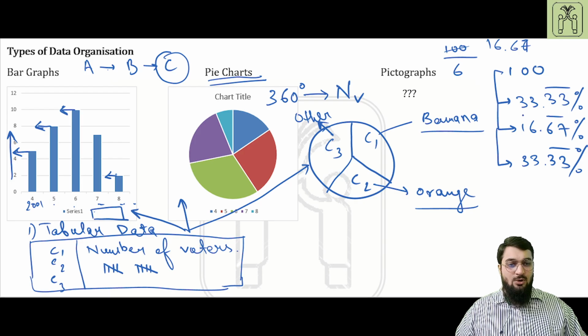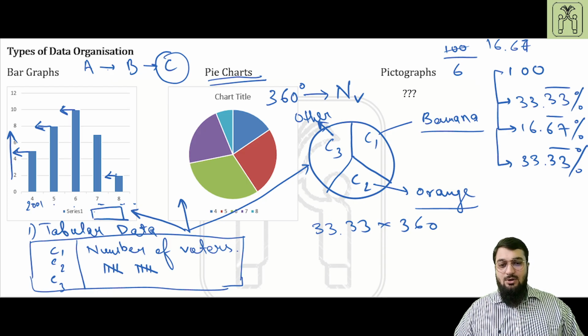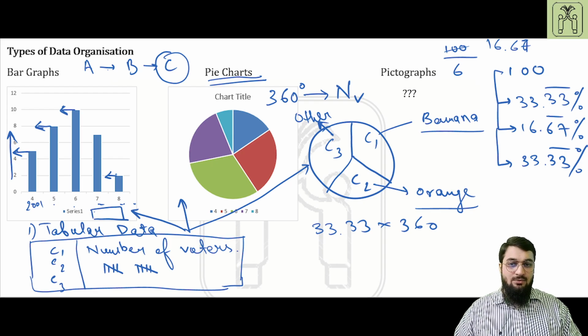So how will we plot that? We want 33.33 percent of the 360 degrees. So how will you multiply 33.33 percent by 360 degrees? This is actually a percentage, so if you want to remove the percentage sign, you will just have to divide by 100.